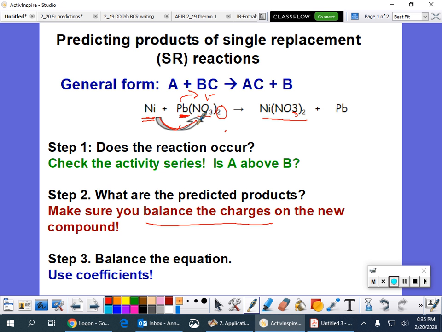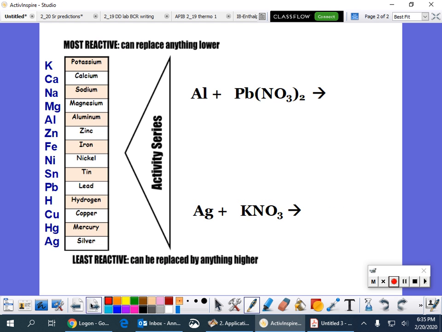And then in the end, you're going to balance the equation if it needs balancing, and use coefficients in order to follow the law of conservation of mass. So let's look at our activity series and do a couple of examples.